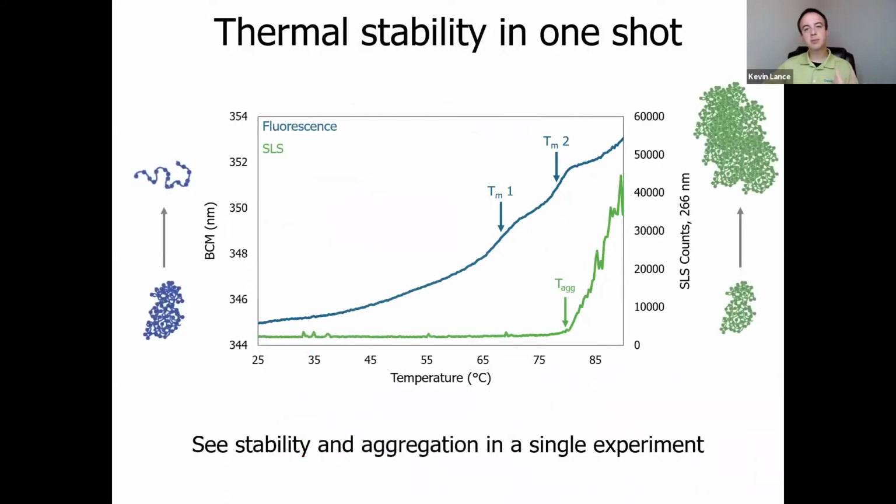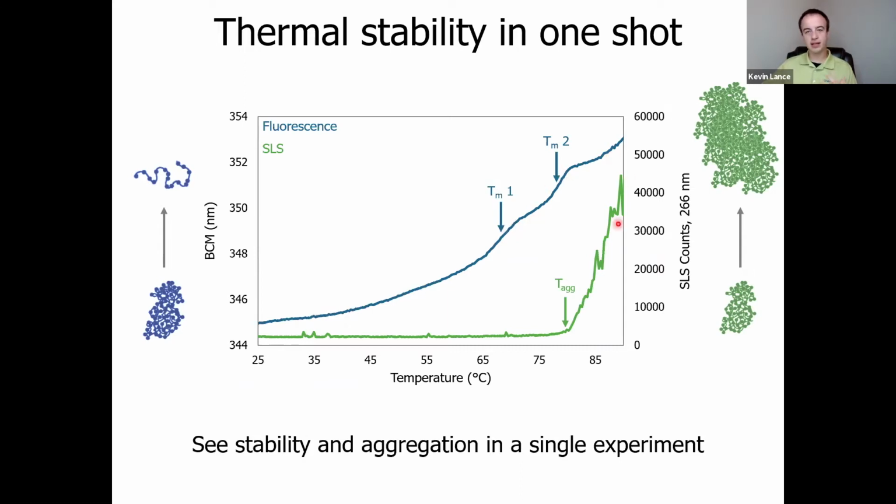Okay, so a typical result will look something like this. In blue, we have that BCM wavelength that I've spoken about for our protein, and as it unfolds, as temperature increases, we end up with inflection points that are melting temperatures. In this case, we have 2 melting temperatures for our protein.